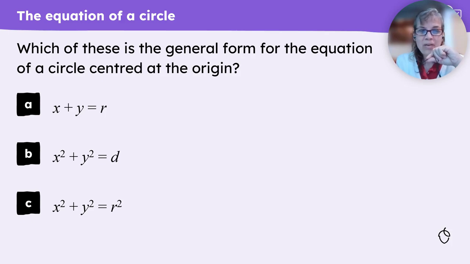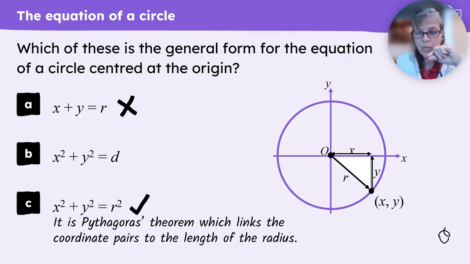All right, which one of these is the general form for the equation of a circle centered at the origin? Okay, pause the video and see if you pick A, B, or C. Okay, hopefully you didn't pick A and you did pick C. It is Pythagoras' theorem that links it. So we need to have x squared plus y squared. Now, why doesn't B work? What's wrong with B? Well, a diameter is not equal to a radius squared. Remember that. It's 2 times the radius. It's not the radius squared.